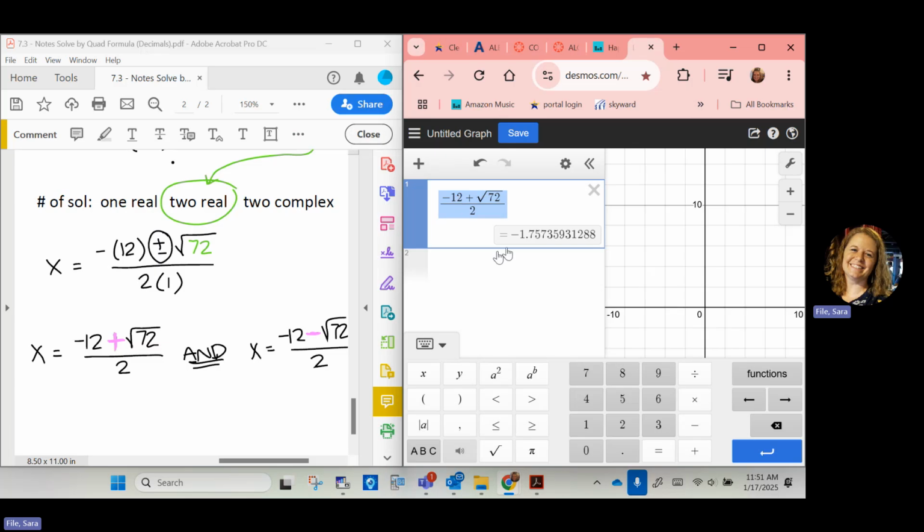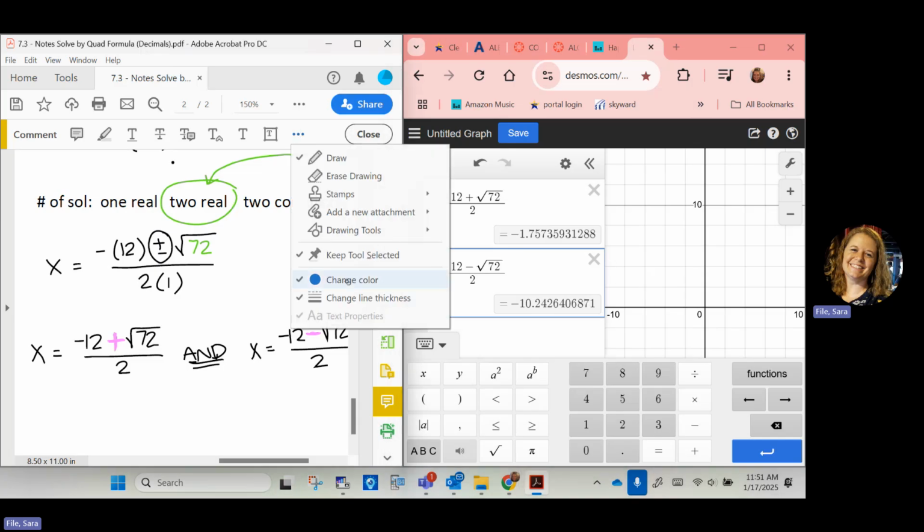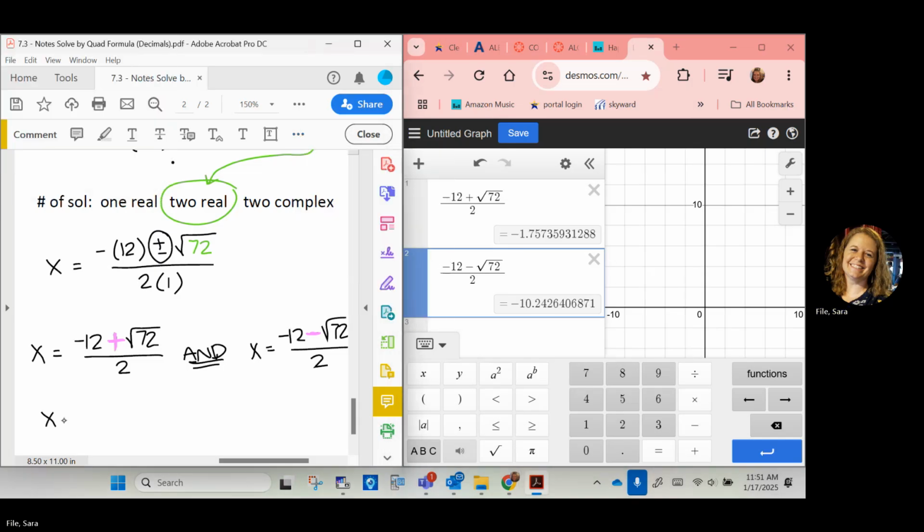I'll finish this video typing these decimals in. So negative 12 plus the square root of 72 and negative 12 minus the square root of 72, both over 2. So that comes out to be negative 1.76. We have to round that 5 right here. That 7 rounds the 5 up to a 6. Here, negative 10.24. The 2 does not round the 4 up. So it stays 0.24.